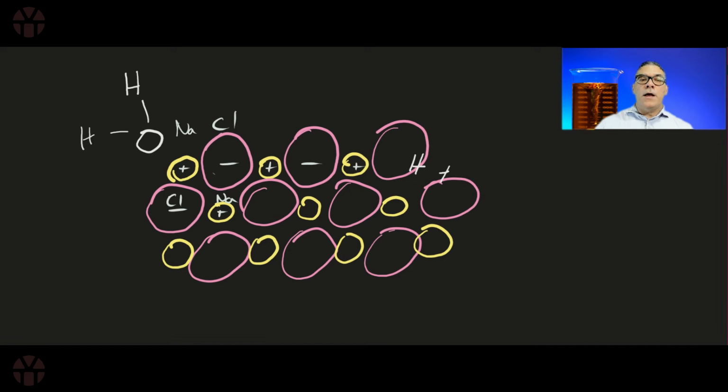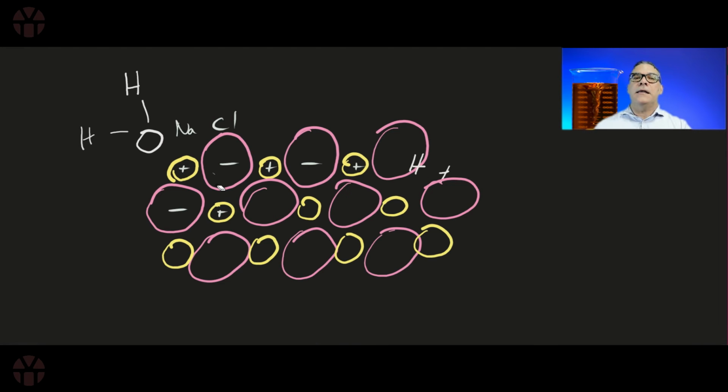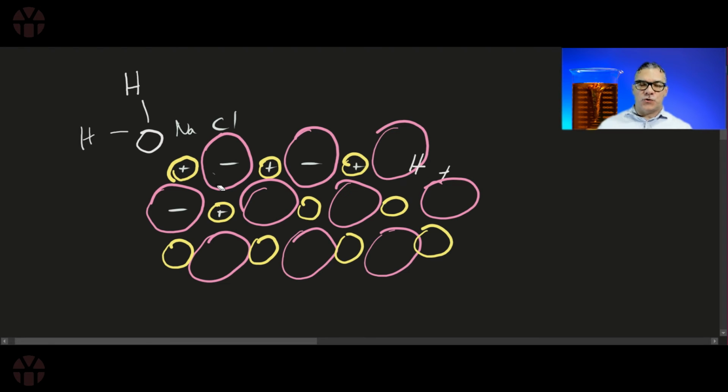Now, why do I emphasize this? Why do I make sure that you see it? What we are noticing is that my structure is set up in such a way that I have my ions attracting one another, kind of like magnets on your refrigerator do.